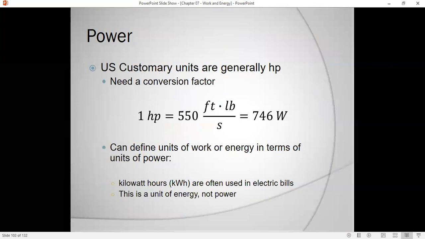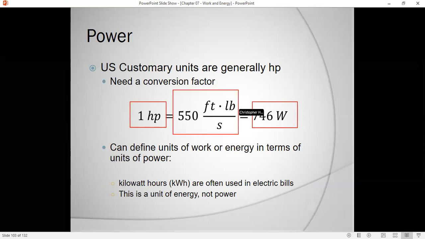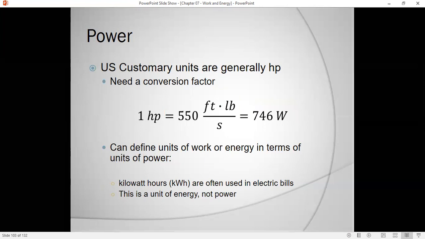So once again, use customary units, relating everything to everything else. 1 horsepower is roughly 746 watts, a little under a kilowatt, okay? Or if you want to use a really bizarre US customary unit, it is 550 foot-pounds every second.